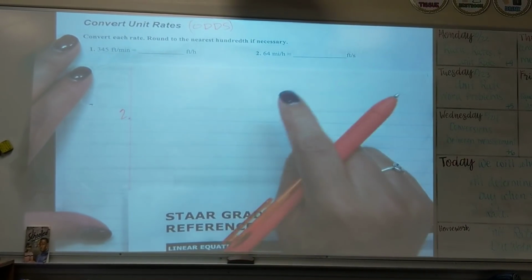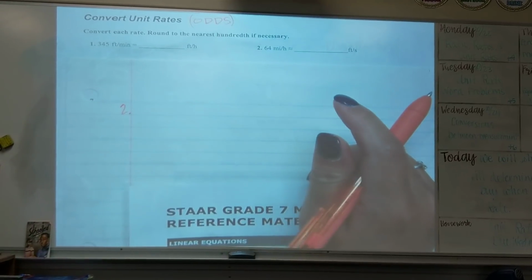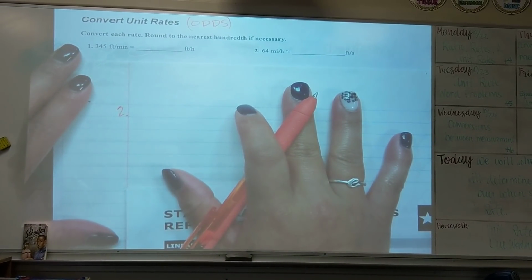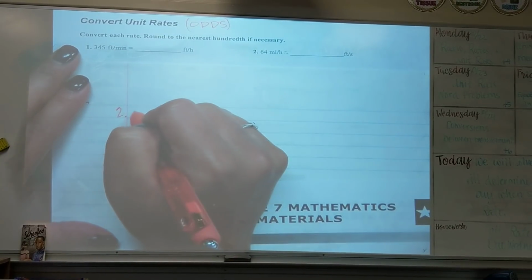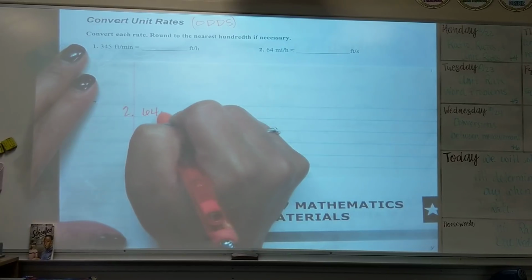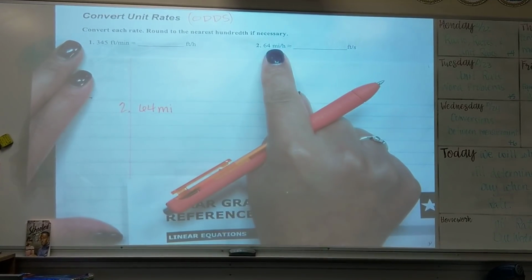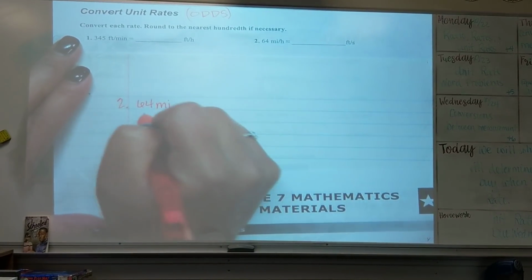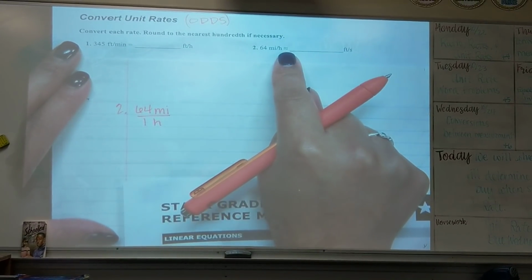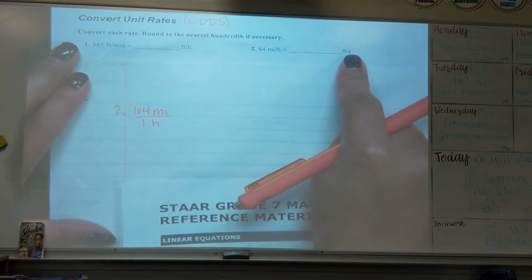Okay, this is where we're converting, it's a multi-step conversion. So on your notebook paper, which you guys should have out, I'm going to rewrite it, so I have 64 miles, that's what's given, to 1 hour. Okay, 64 miles per hour is what we have. We're trying to convert it to feet per second.